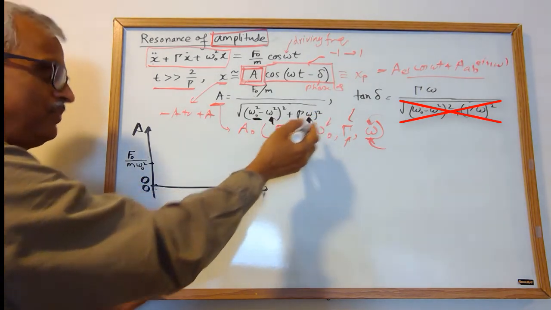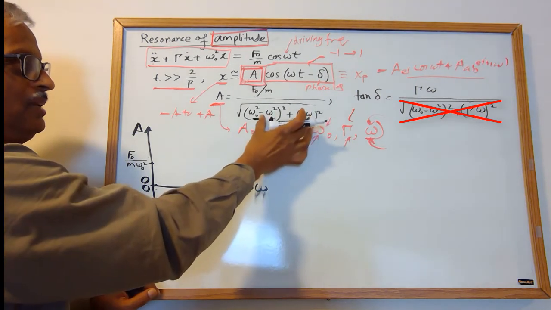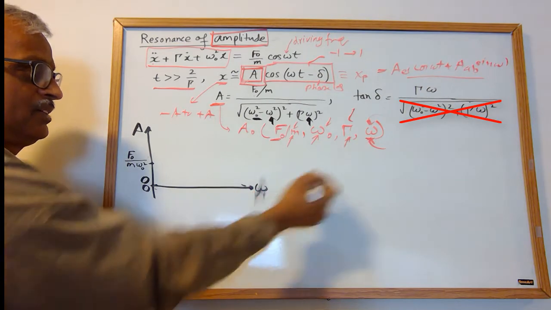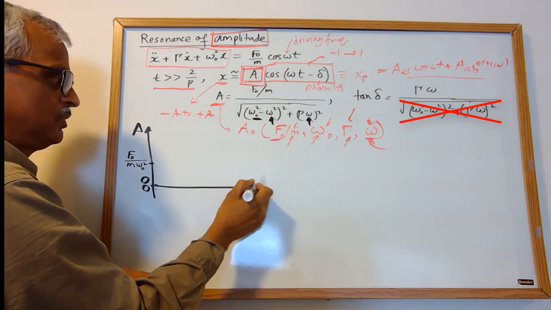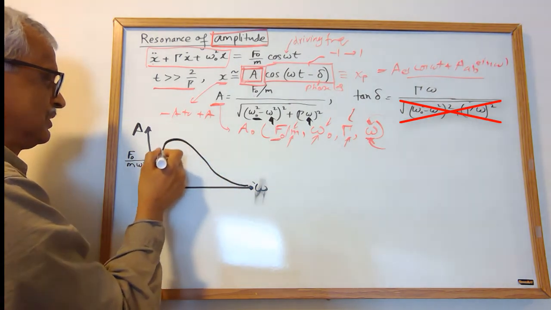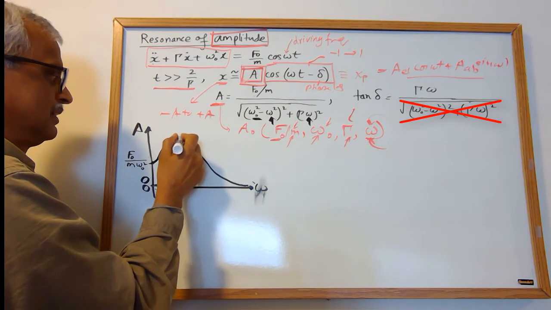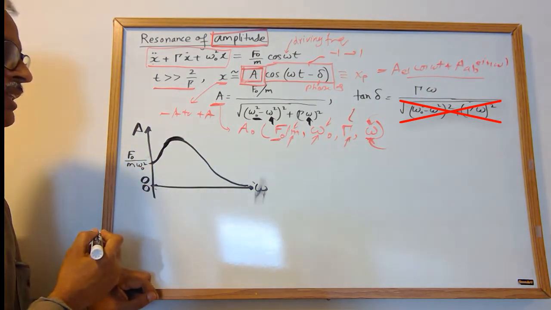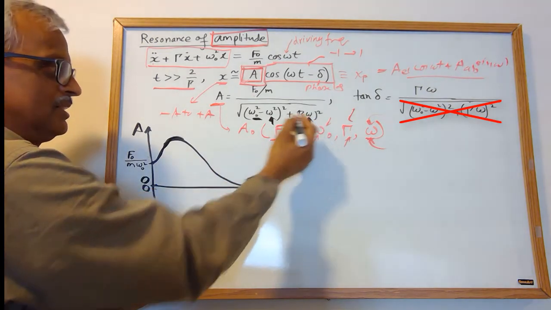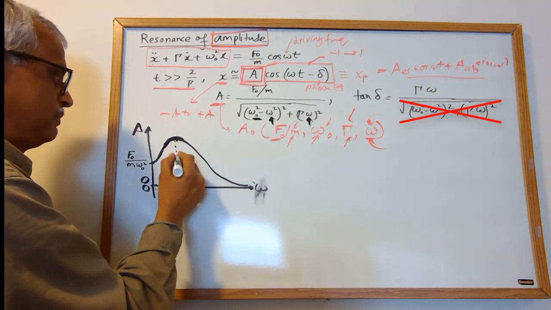When omega is infinite, it goes to 0 here again, because omega to the power of 4 will dominate over omega square. So as omega goes to infinity, the response goes to 0, and in between it's like that. Actually, it goes through a peak in between, and the width of this peak depends on what gamma is. So we can figure out where this peak will be.